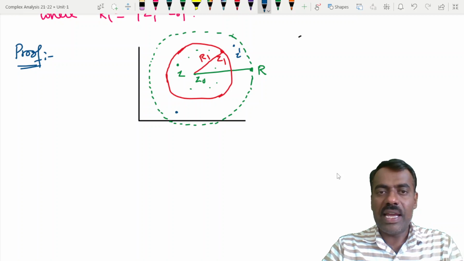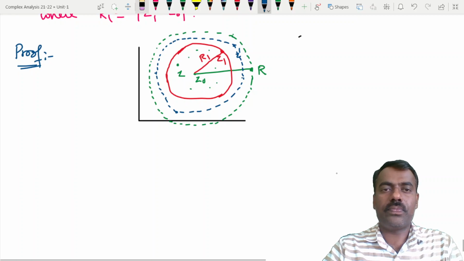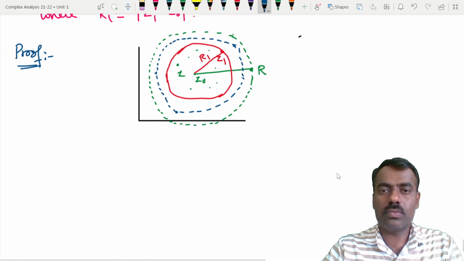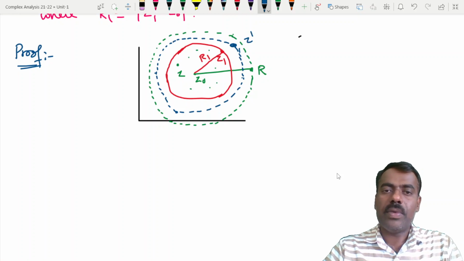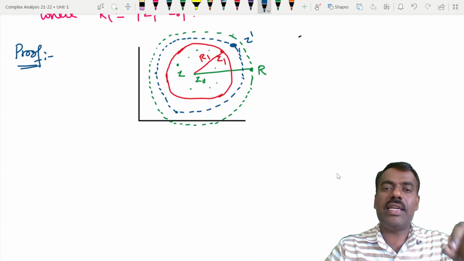Therefore if I take any disk centered at z naught, so assume that this is the disk, this is my z naught, and this is my point z prime, then inside this, everywhere it is absolutely convergent. So in particular, z1 is inside this one, therefore it is absolutely convergent at z1.